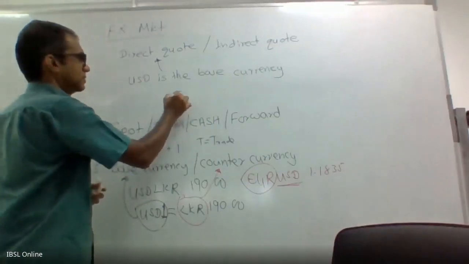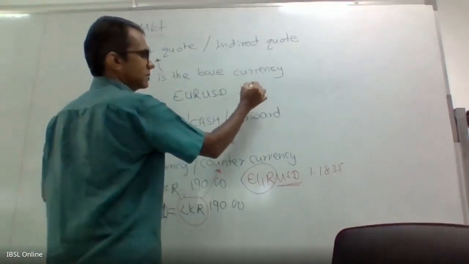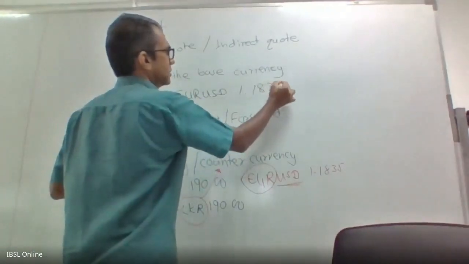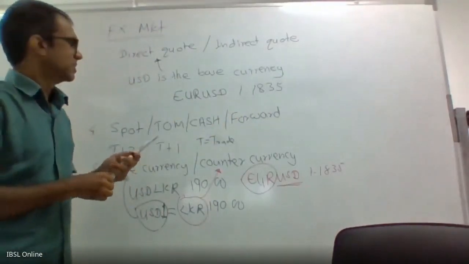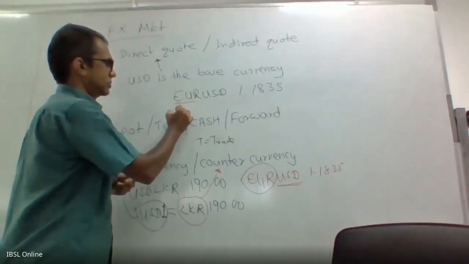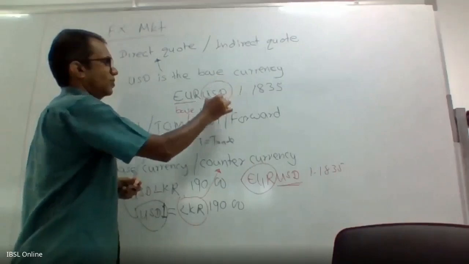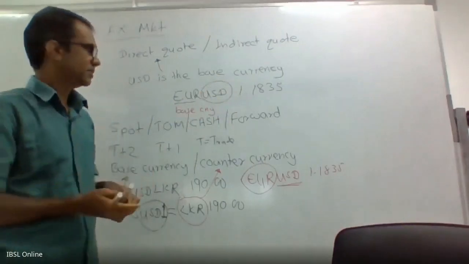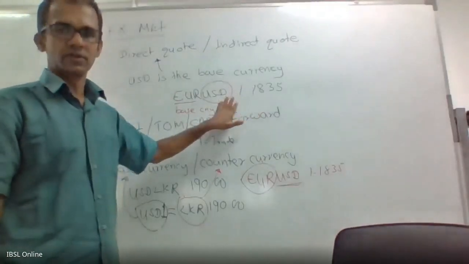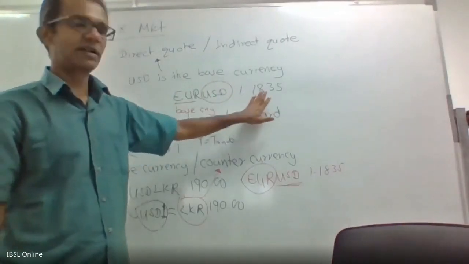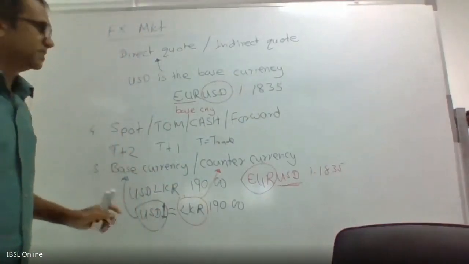For example, Euro USD. This is an example of an indirect quote. Why? The base currency is Euro. Dollar is the counter currency. What does it mean? The price of Euro is expressed in terms of dollars. 1 euro equals $1.1835. So those are the things we discussed.